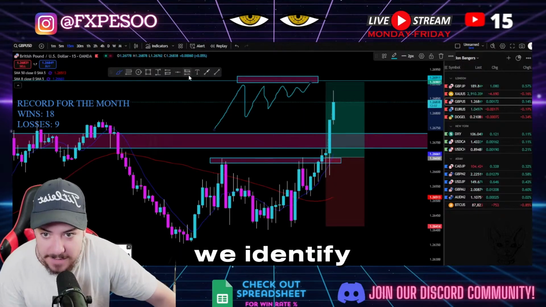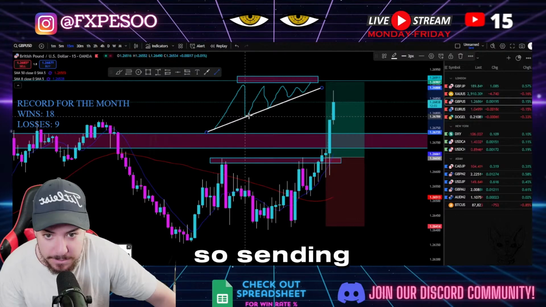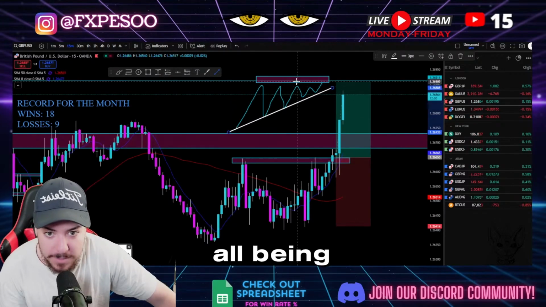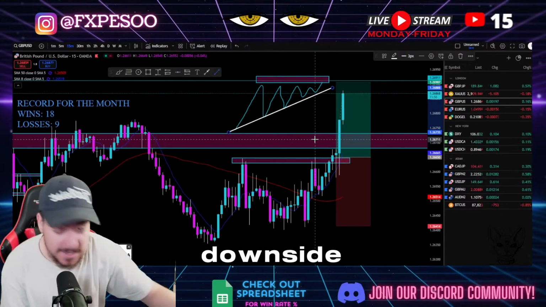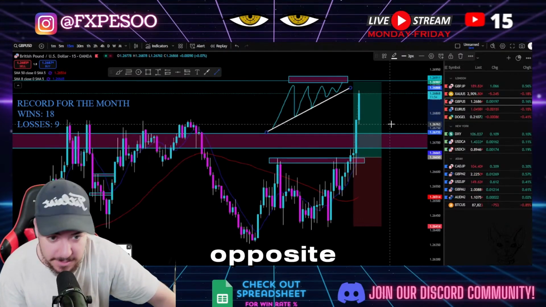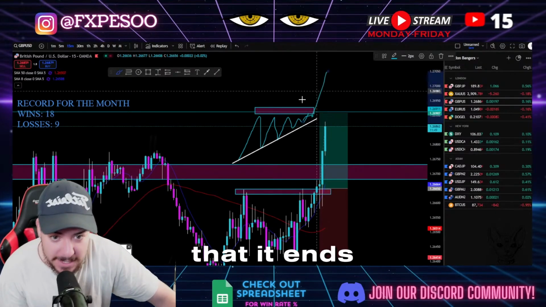That is what we identify as a ripple fib right there. So ascending levels of support all being accumulated on a level of resistance. Obviously, this could work to the downside as well if you're just doing it to the opposite. And then from there, at one point, price accumulates itself so much that it ends up exploding.